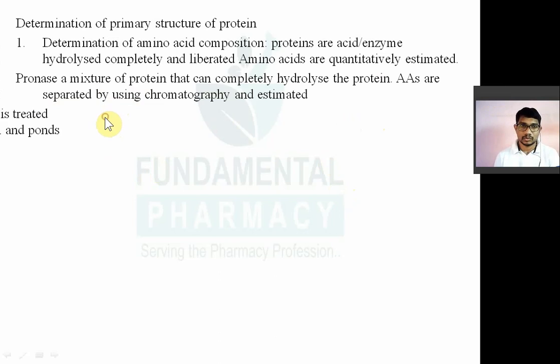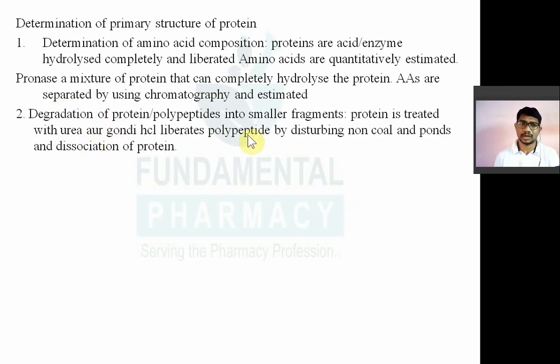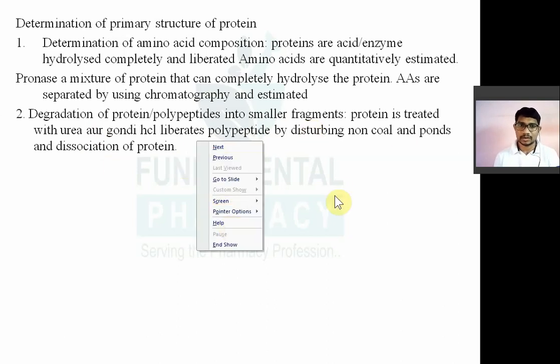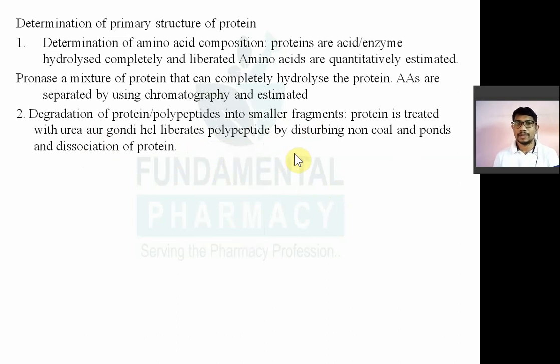So that was the first step. Second step is the degradation of protein and polypeptide into smaller fragments. So protein is treated with urea or guanidine hydrochloride, which liberates the polypeptide by disturbing the disulfide bonds. This urea and guanidine hydrochloride, they liberate the protein into smaller fragments of peptide or polypeptide. So that is degradation of protein or polypeptide into smaller fragments.